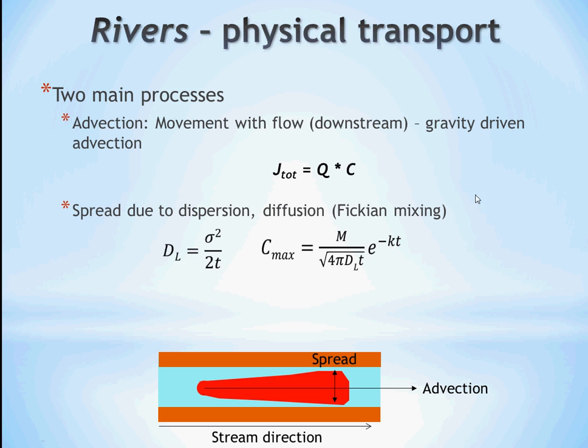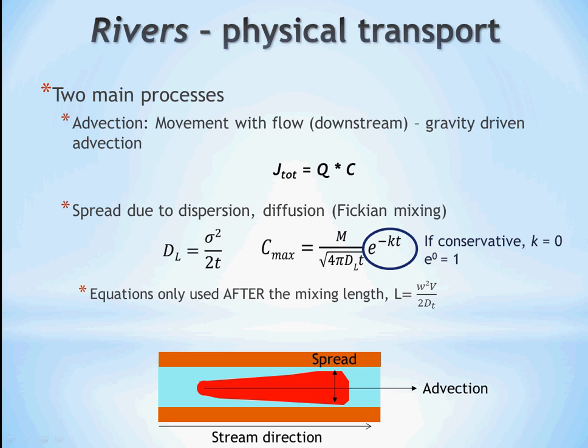Okay, so here again we have our two main processes with the main equations for those. And again, just want to point out that if you have a conservative tracer, k is just equal to 0. That means there is no decay, and this just goes to 1. So we end up with just this portion of the equation essentially to work with.